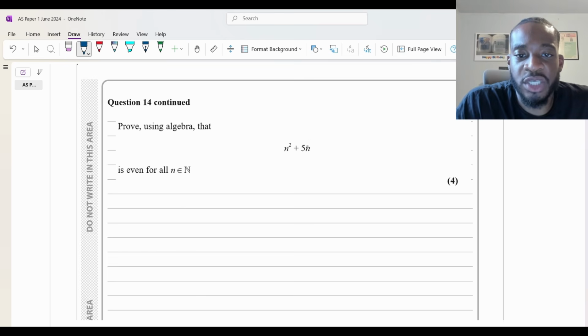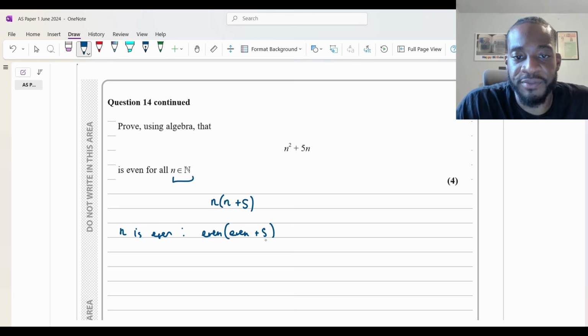What I would do is actually look at this. Can I do anything with this? For sure, you can factorize it. If I take out an n, I'll have n plus 5. Now, we know that n is a natural number, right? So, for example, let's say n is even. Then you're going to have an even number n, and then you're going to times by that same even number plus 5.